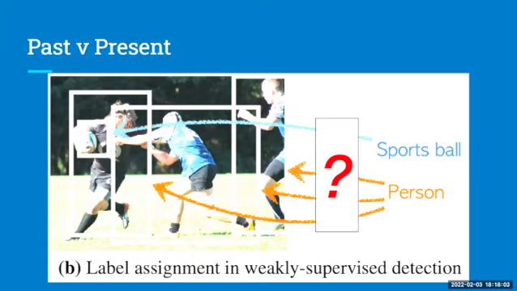Unfortunately, this assignment is extremely error prone, especially for large vocabulary detection. And this assignment requires good initial detections, which leads to a chicken and egg problem. We need good detectors for good label assignments, but we need many images with many boxes to train a good detector.